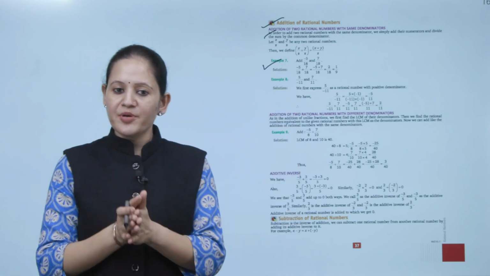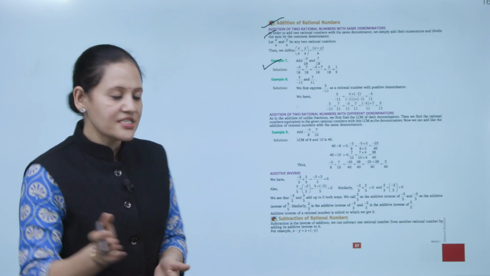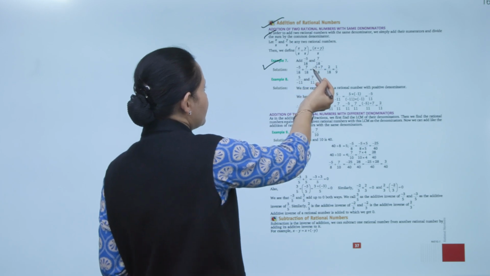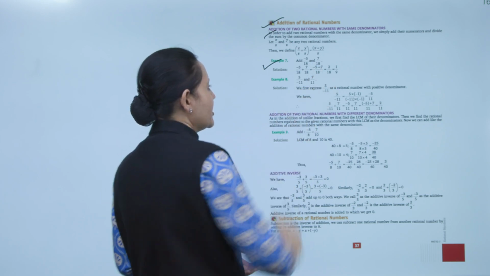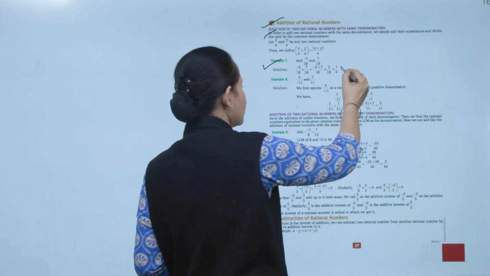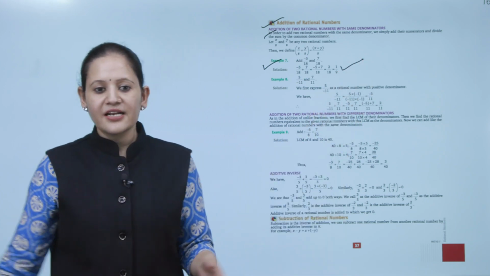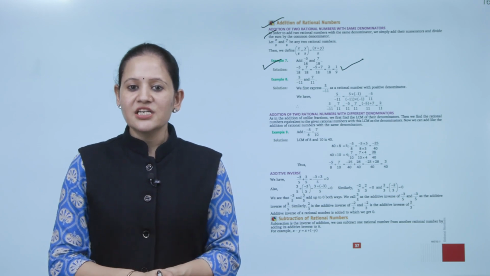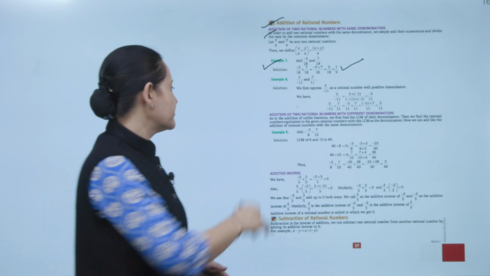Next, we will take an example. Add -5/18 and 7/18. The denominator is the same. So, simply we will add the numerators: -5 plus 7 upon 18. So, that is equal to 2/18. We change it to simplest form, that is 1/9. Clear?